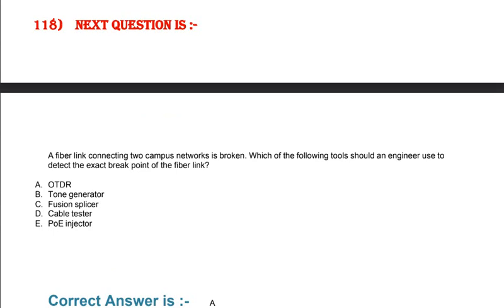Question is, a fiber link connecting two campus networks is broken. Which of the following tools should an engineer use to detect the exact breakpoint of the fiber link? Option A, OTDR. Option B, tone generator. Option C, fusion splicer. Option D, cable tester. Option E, PoE injector. Correct answer is option A.